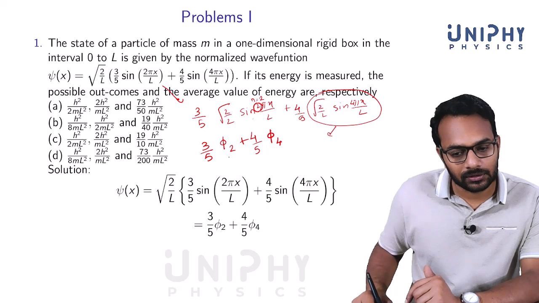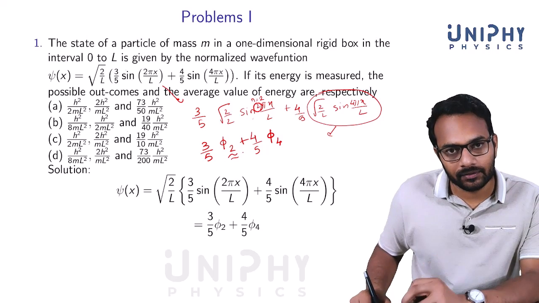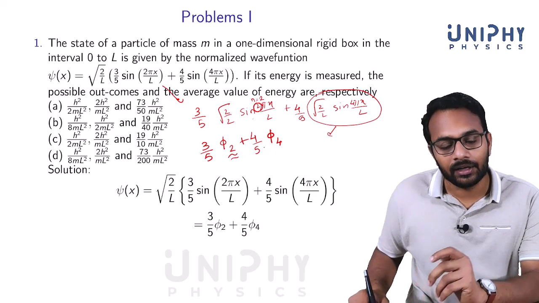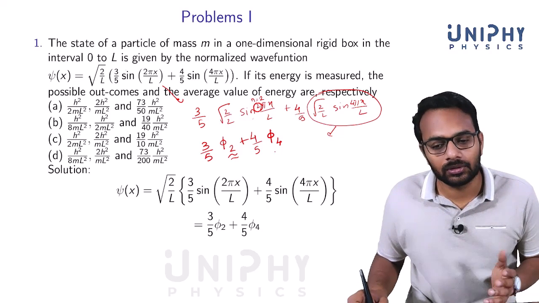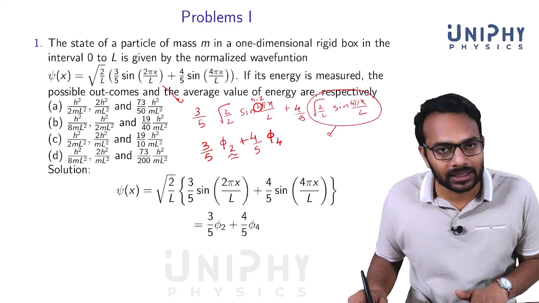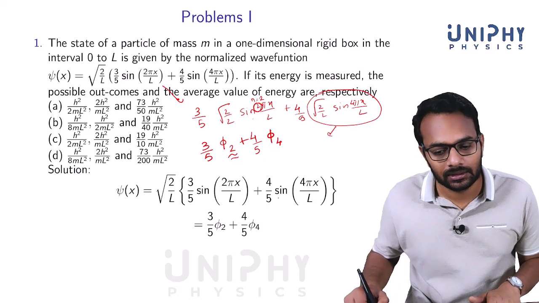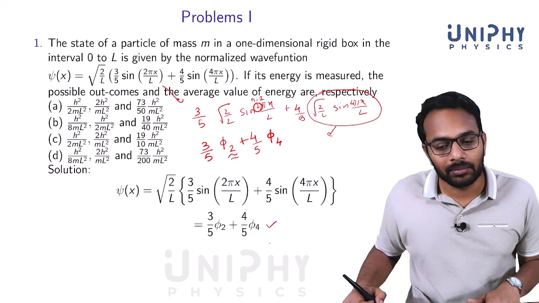All right, what's phi 2? Phi 2 is the energy eigenfunction corresponding to n equal to 2, and phi 4 is the energy eigenfunction corresponding to n equal to 4. Okay, we don't need more details here. This is all the information that we need. Okay, so that's why I've written it in a simple manner like this.